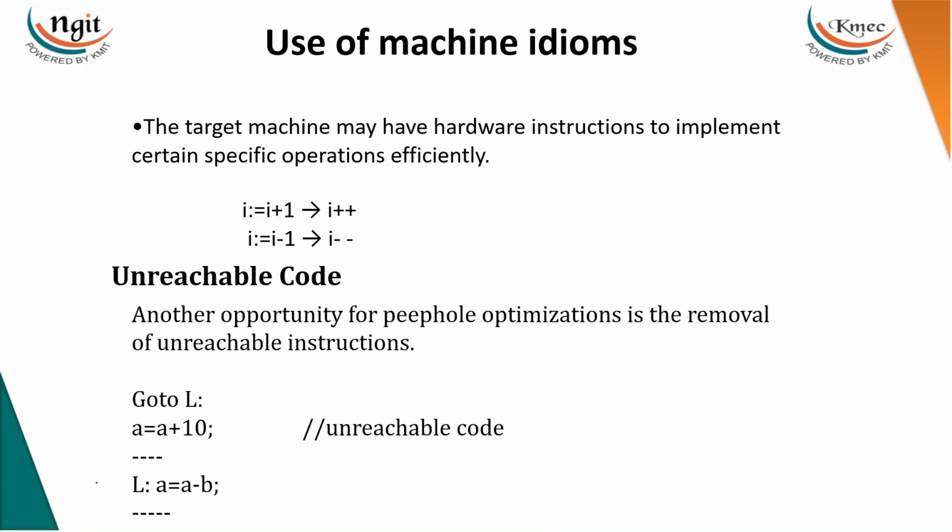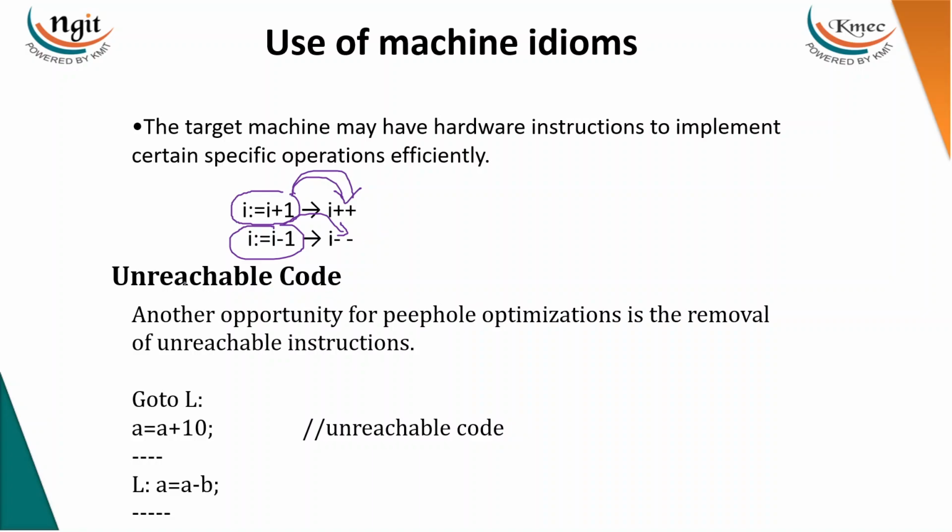So then the last one is use of machine idioms. See, this is completely machine dependent, the machine idioms. For example, if it is i equivalent to i plus 1, it can be reduced to i plus plus. So this is specific to the particular language or machine. In Python, we don't use it. In Java and C, we use it. In Fortran, we don't use it. Depends. Okay, i equivalent to i minus 1 can be represented as i minus minus. Depends on the language, right?